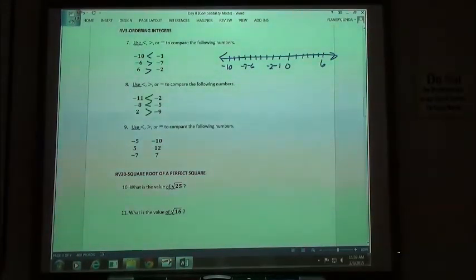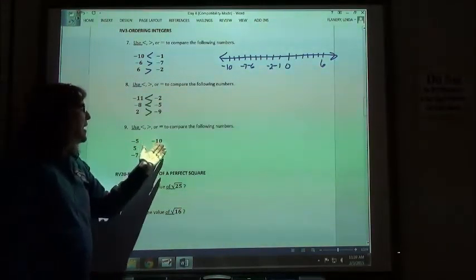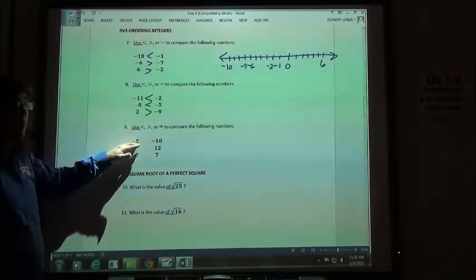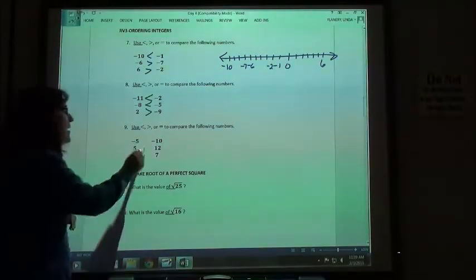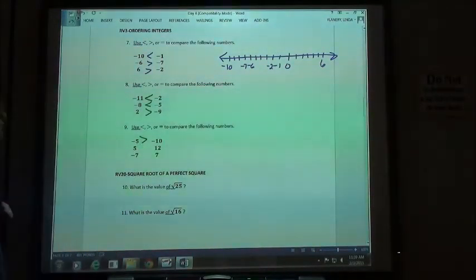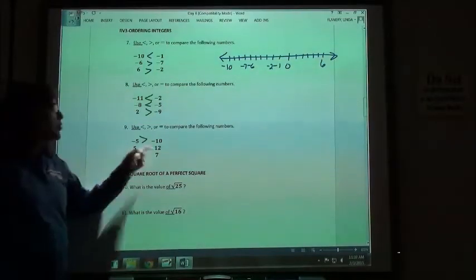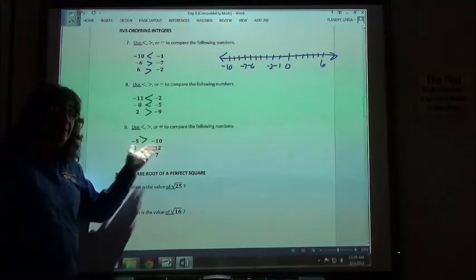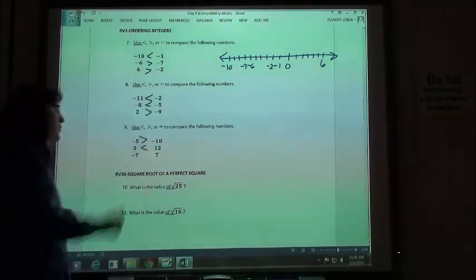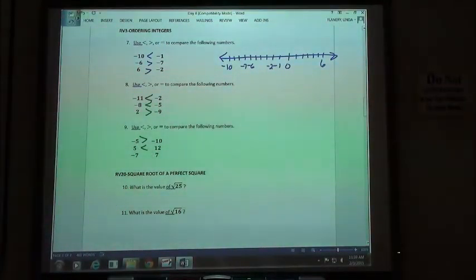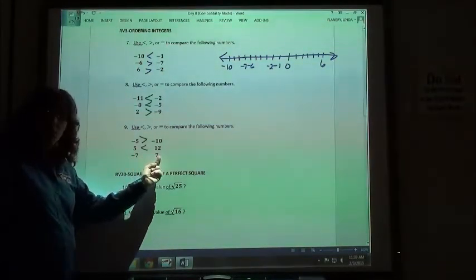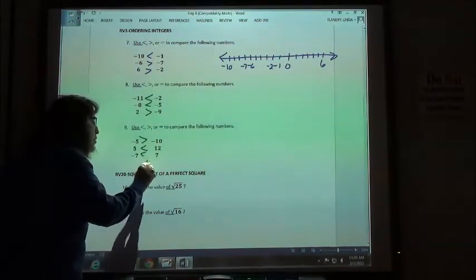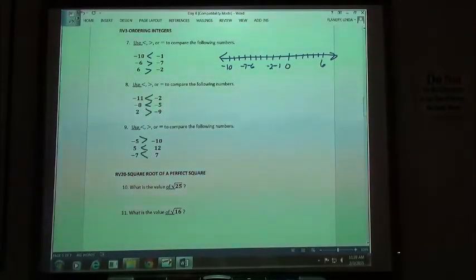And so, if we compared -5 to -10, -5 would be a higher temperature than -10. -5 is greater than -10. Now I'm comparing two positive numbers, 5 compared to 12. 5 degrees would be less than 12 degrees, so 5 is less than 12. -7 compared to +7. -7 would be a lower temperature than +7. We know that a negative is always less than a positive, so -7 is less than 7.